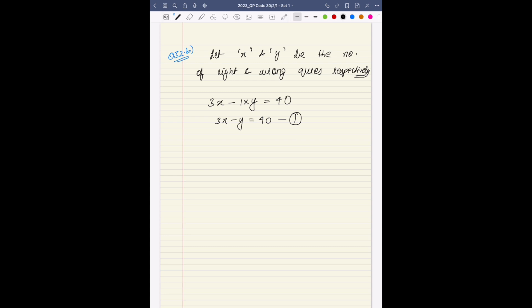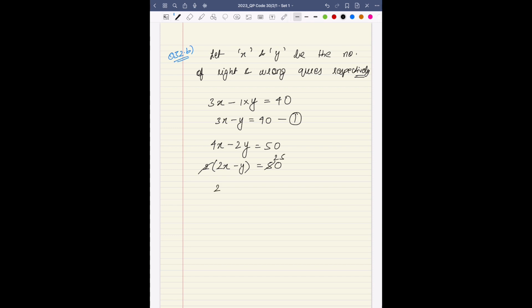The second statement says, had 4 marks been given to each correct answer and 2 marks were deducted for each wrong answer, her total marks would have been 50. That is your second equation. So we have got 2 simultaneous equations and we can solve them. Before you solve, please simplify your equations. Take 2 common. 2x minus y is equal to 50.